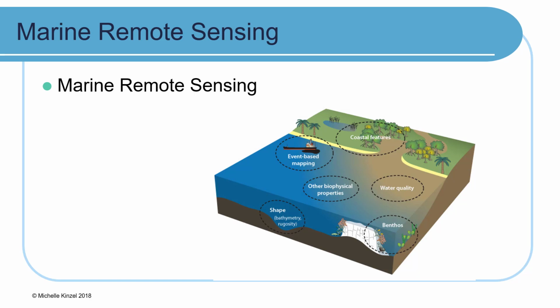The shape of the seafloor, which is bathymetry and rugosity. So bathymetry is maps of the seafloor heights or depths, and rugosity has to do with the bumpiness or the complexity of the seafloor. And the benthos is the bottom environment. So looking at all of these things as well as other biophysical properties are involved in remote sensing modeling.